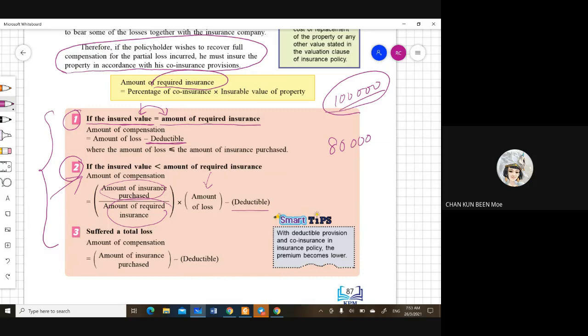Okay, and then the third condition is you suffered a total loss. You lost everything. Okay, so the amount of compensation will be the amount of insurance purchased minus the deductible. Okay, we are going to apply these three on the next example. Let's look at the next example here.